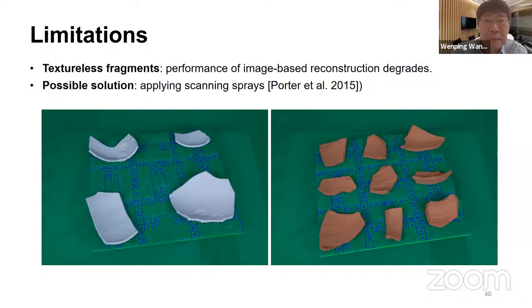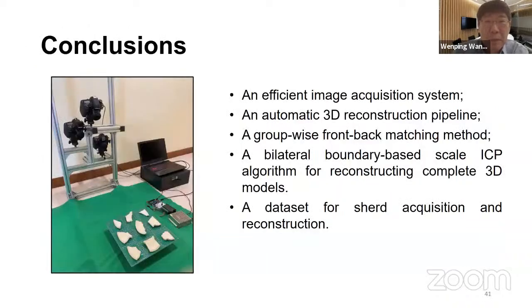Okay, limitations. Clearly, when the pieces are very clean without any texture, the scanning and reconstruction accuracy can degrade. So far we are not doing anything about this. We rely on the original weak texture. There are some possible solutions in the literature. Okay, this is the end of my first part. I will not spend time going through the conclusions. For the sake of time, I'll quickly move to the second part of my presentation.